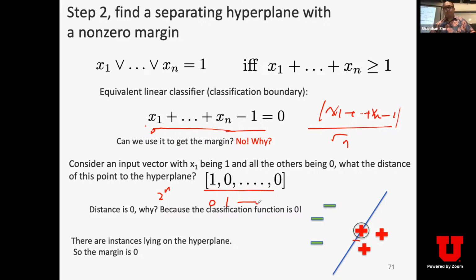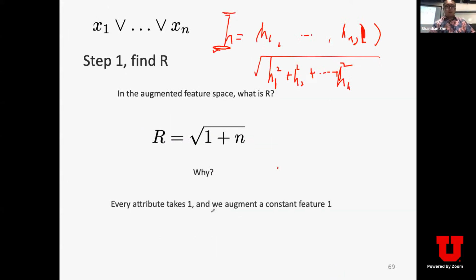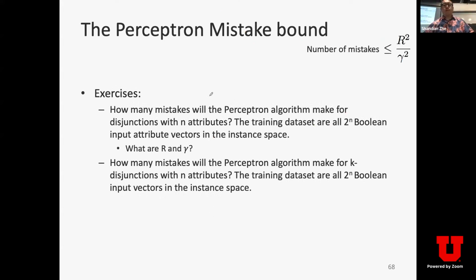Okay, so now what's the margin? 0, right? Remember, margin means the distance between the closest point and the hyperplane. So that means your margin is 0, your gamma is 0. And what is your upper bound? Infinity, right? Well, you can say undefined, or you can say infinity. Both are fine, but basically that doesn't mean anything. We want some finite bound. You can say the number of mistakes you make is less than or equal to infinity, so it's meaningless. We want some more meaningful upper bound.